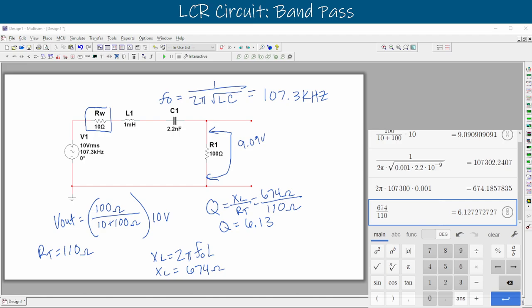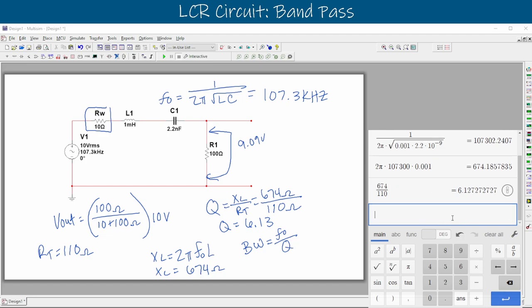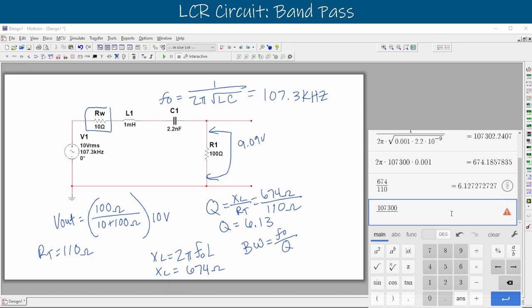At this point, we can use that to determine our bandwidth for the circuit. Our bandwidth is equal to this quality factor. So BW equals our cutoff frequency, our center frequency, divided by our quality factor, our Q. So we can plug that one in. We can say that our frequency is 107,300 divided by 6.13.